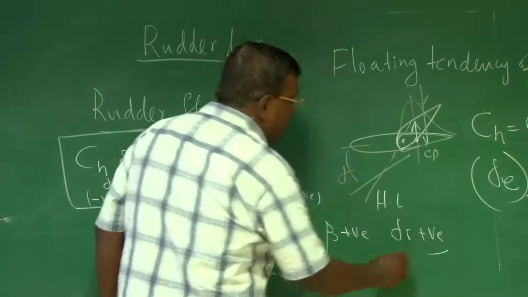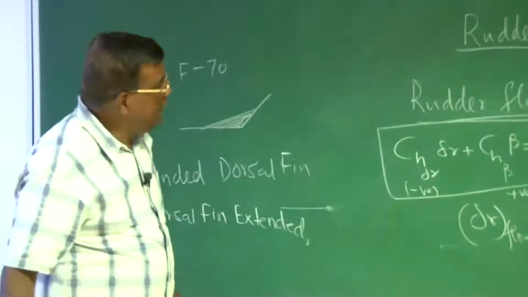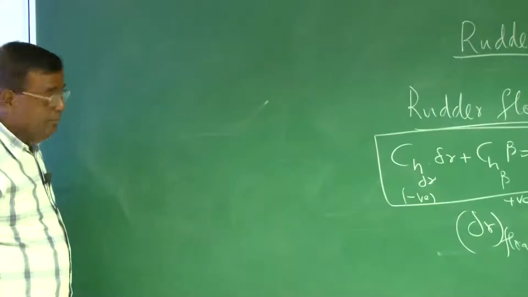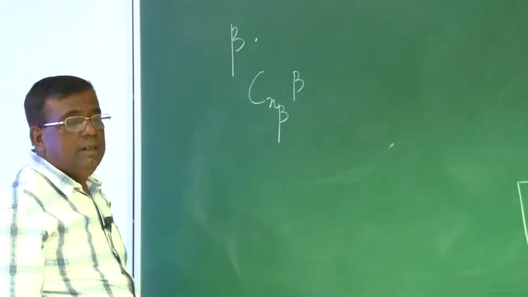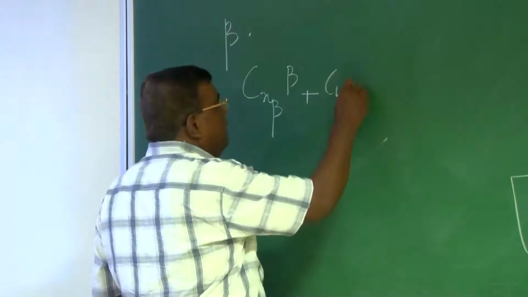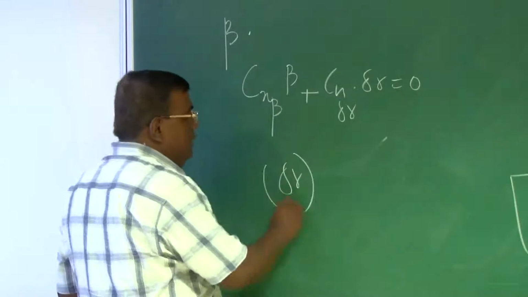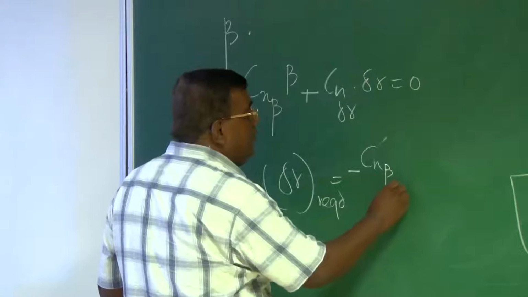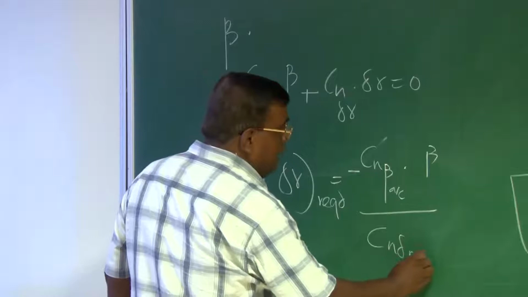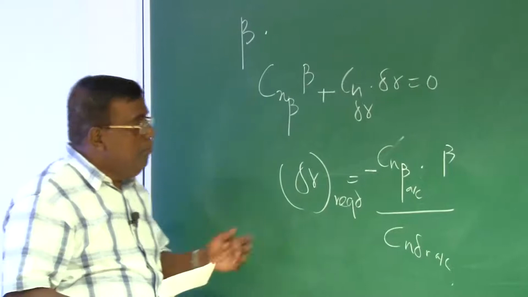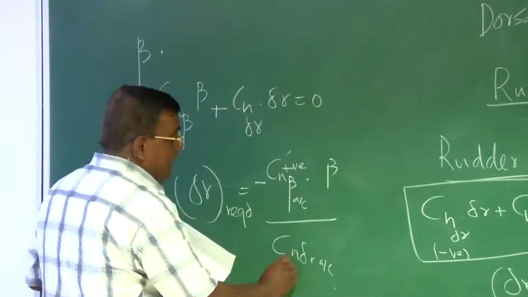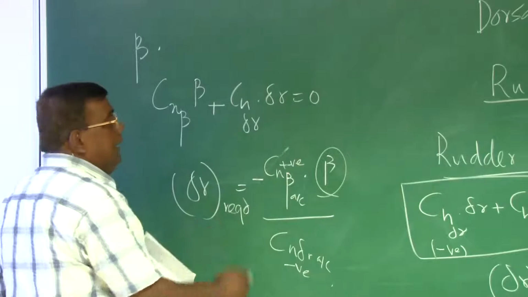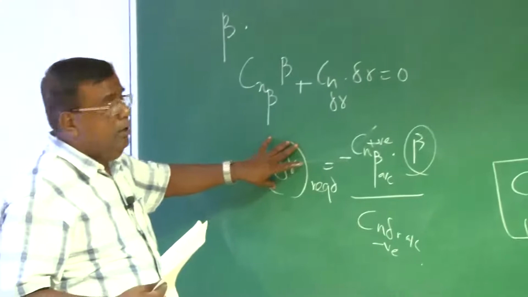If you want to fly the airplane at a beta, then I must ensure that CN beta into beta, the yawing moment coming because the airplane is directionally statically stable, has to be corrected by CN delta R into delta R, so that the sum should be equal to 0. So delta R required will be minus CN beta of the aircraft into beta by CN delta R of the aircraft. This you know, like in a crosswind landing. But delta R float is giving me this. So for a positive beta, delta R float is positive. But here CN beta is positive and CN delta R is negative, so for positive beta, delta R required is again positive. So I want delta R positive by some value, but by float, it already has some positive value.